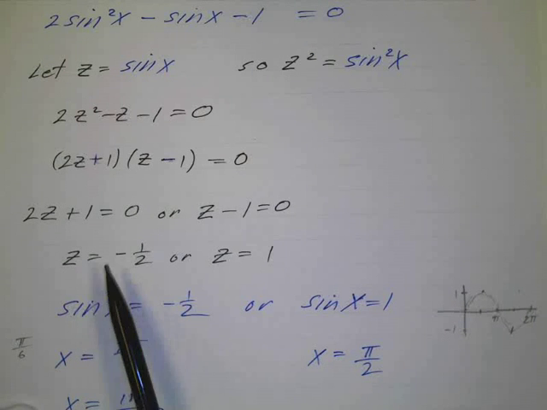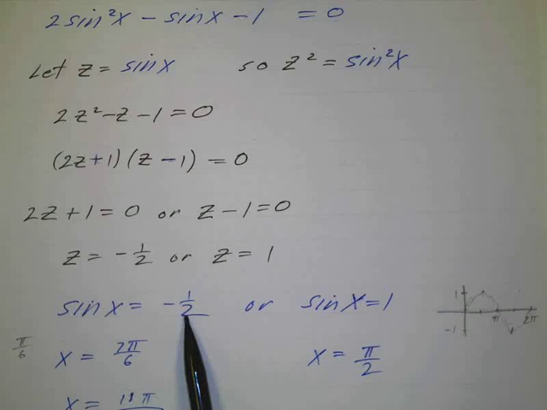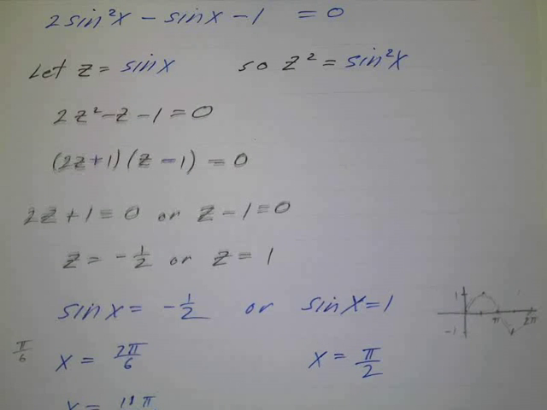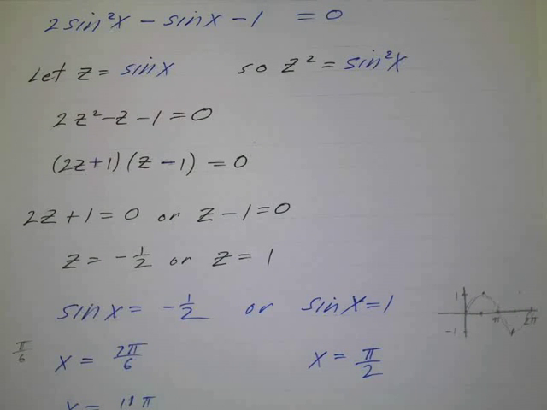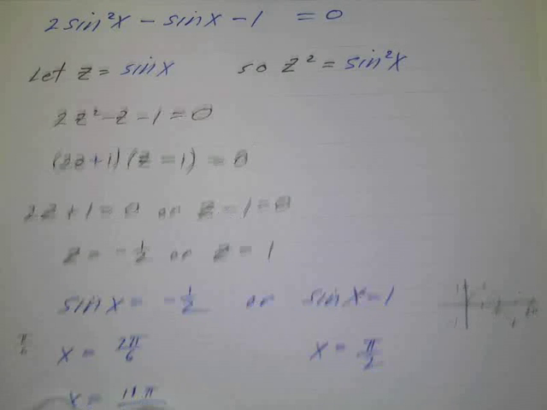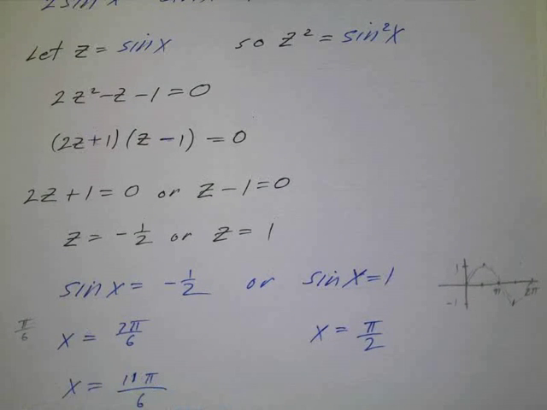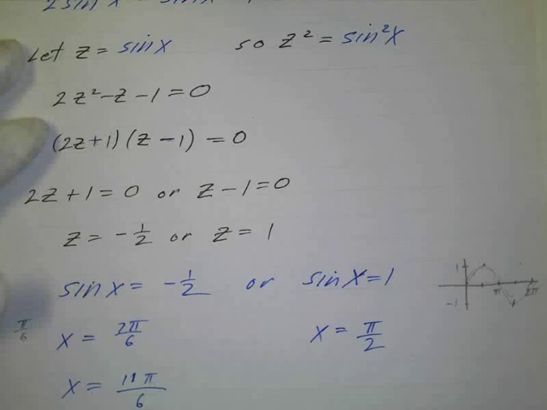And then I go back and resubstitute. Z is just the sine of x, so the sine of x equals negative 1/2, or the sine of x equals 1. I know the sine of x equals 1/2 at pi over 6, so it's negative 1/2 in the third and fourth quadrant. So that's 7 pi over 6 and 11 pi over 6. And the sine of x equals 1 just at pi over 2. So those are your answers.